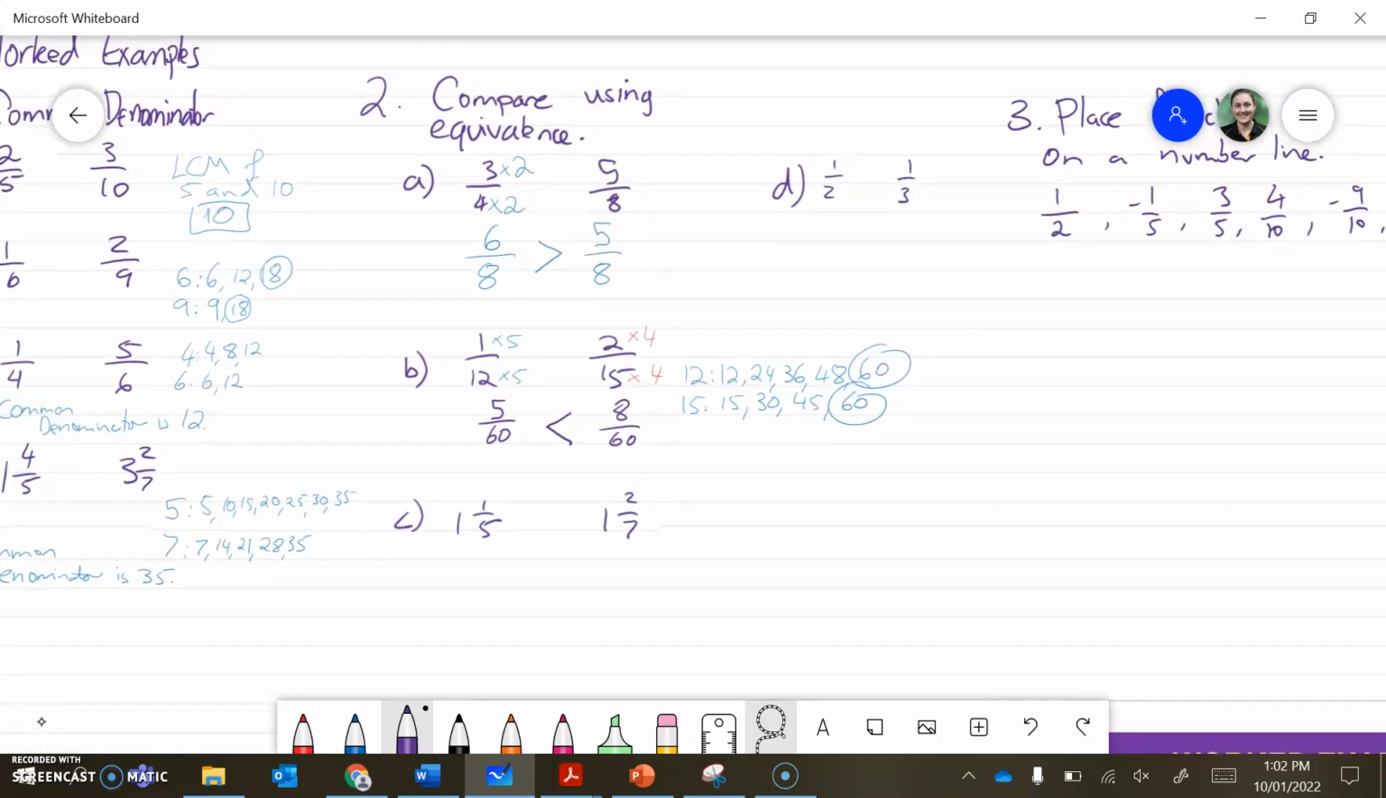Okay, for C, I've got 1 1/5 and 1 2/7. What I'm going to do is change both of these to improper fractions. How we do that is we do 1 times 5 plus 1, and that becomes our numerator. So 1 times 5 is 5, plus 1 is 6, so that's going to be 6/5. And here we've got 1 times 7 plus 2, so that's going to be 9, so that's 9/7.